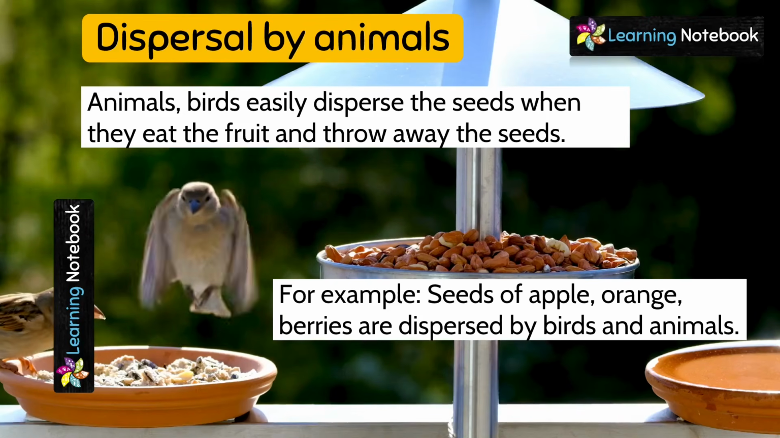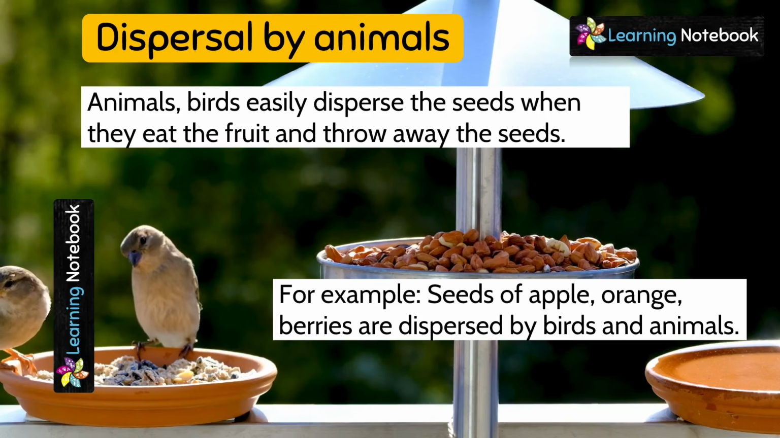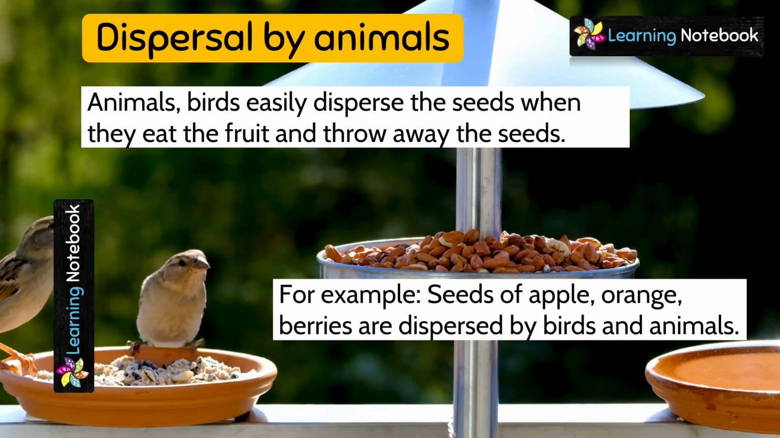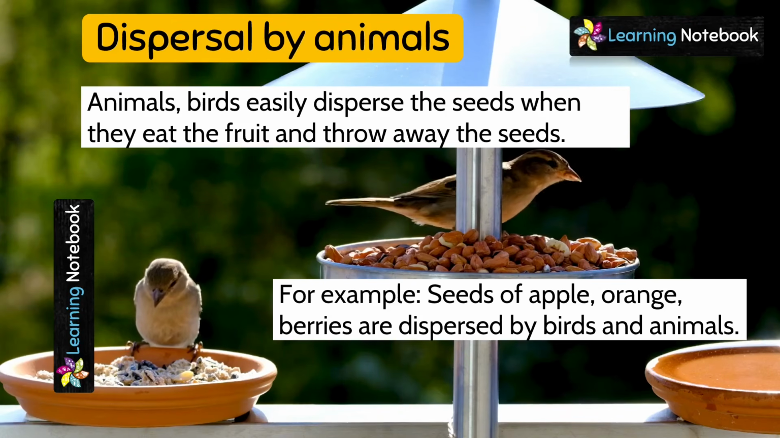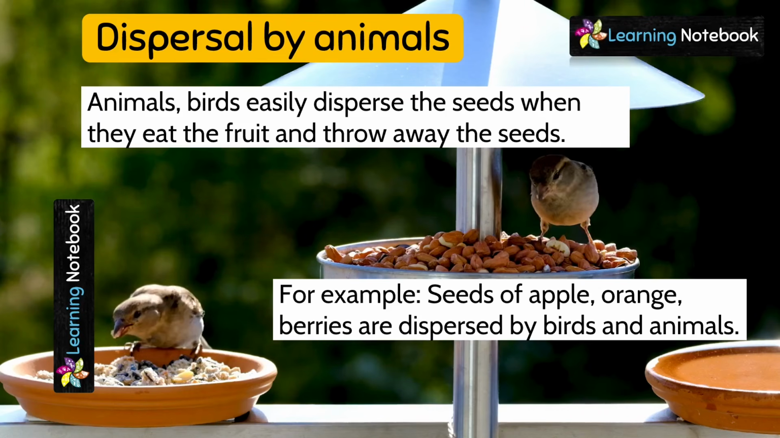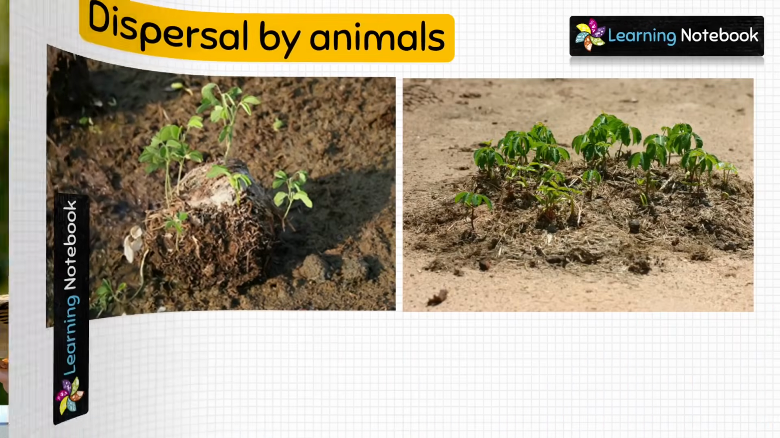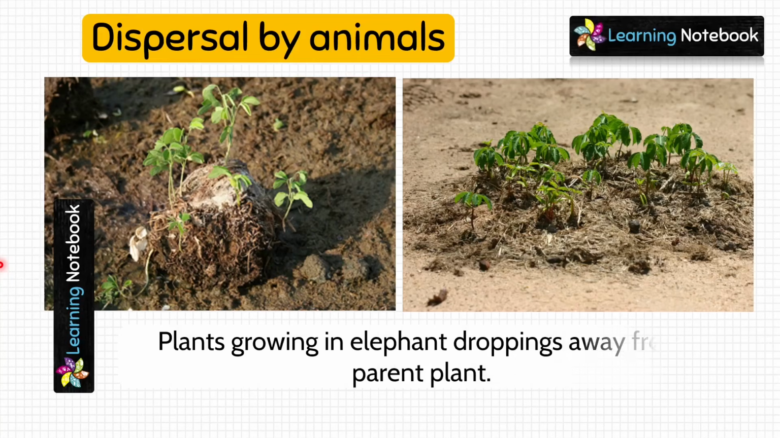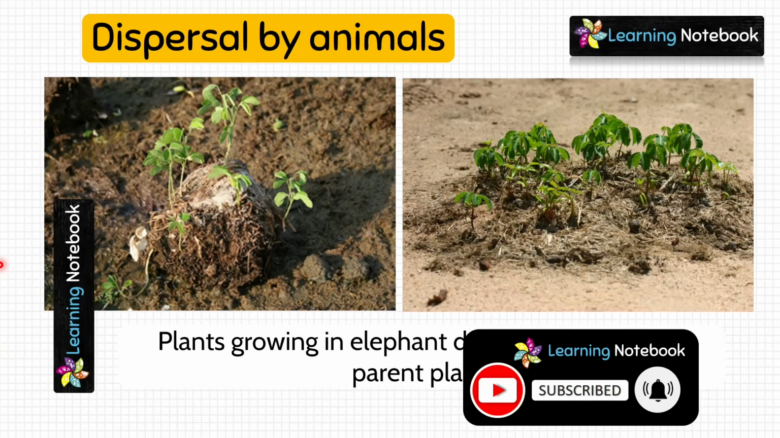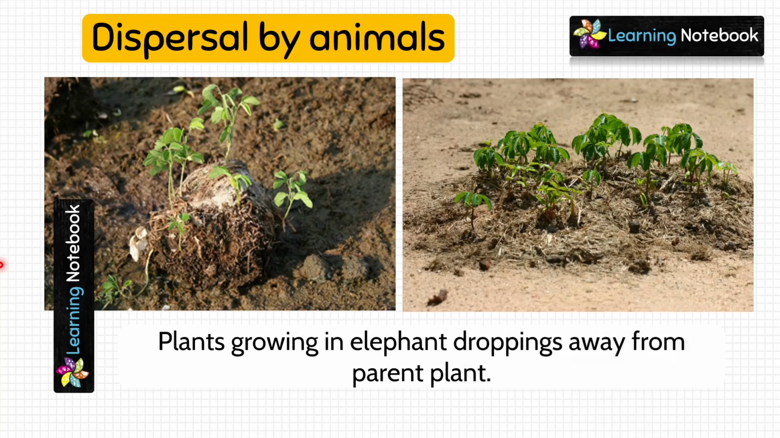Also students, birds swallow some seeds which come out unchanged in their droppings. For example, elephants eat fruits which fall from trees and then they deposit the seeds miles away through their droppings. See here, these are the droppings of elephants. And in both these pictures, you can see plants are growing in elephant droppings away from the parent plant.